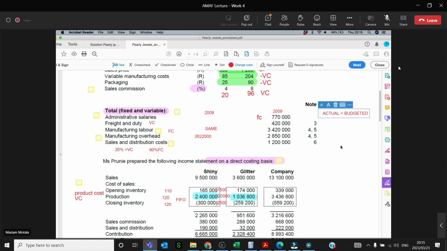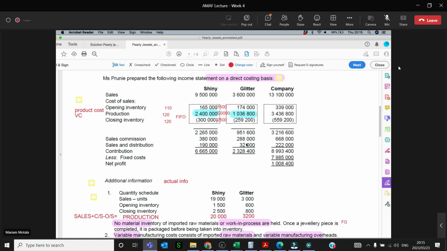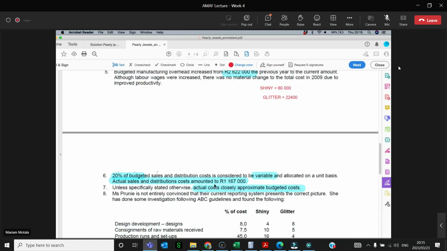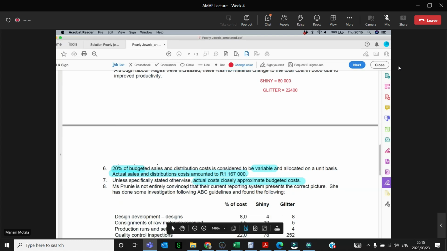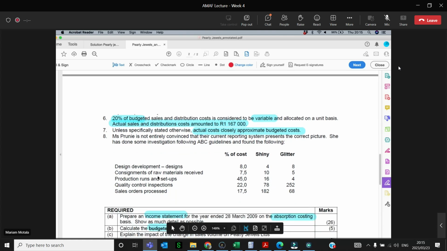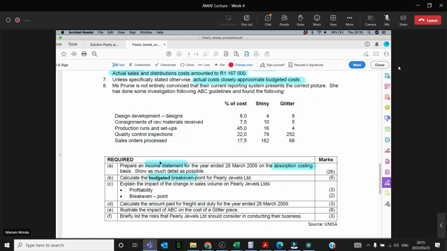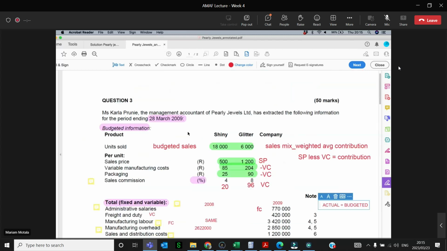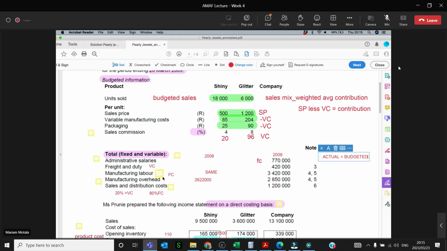So the actual cost equals budgeted. So all these costs that you see here, because we haven't been advised otherwise, the actual cost will approximate the budgeted cost. And then this part of the read is building up to an ABC system, which we are not looking at tonight. Now, Ms. Pruny prepared an income statement under variable costing. She's given us all the information.